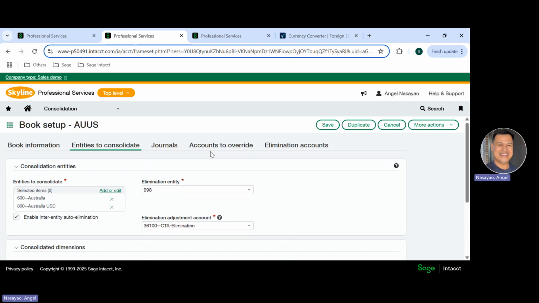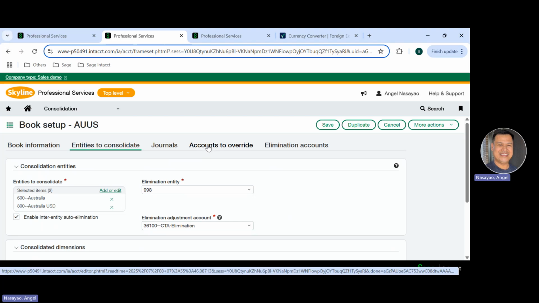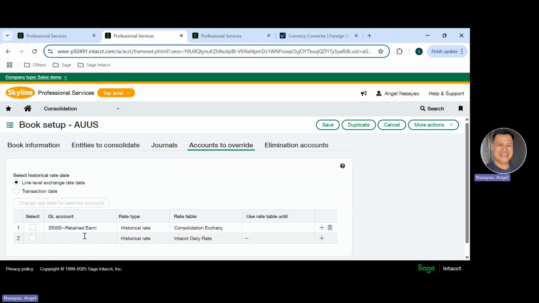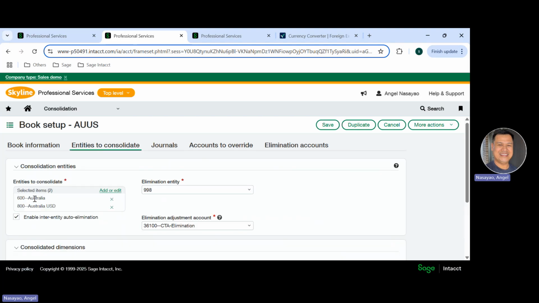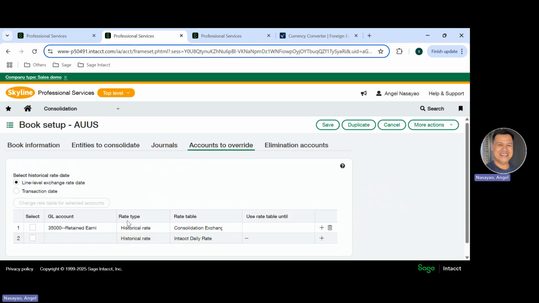And I would like to have a look at accounts to override. Let's go back here first. For entities to consolidate, we said 600, which is AUD, and you have USD in here, which is 800. For accounts to override, I made retained earnings based on the historical rate, consolidation exchange rate. So the consolidation exchange rate for retained earnings is just 1:1. You can have a look here as well. So this is consolidation currency, consolidation exchange rate.